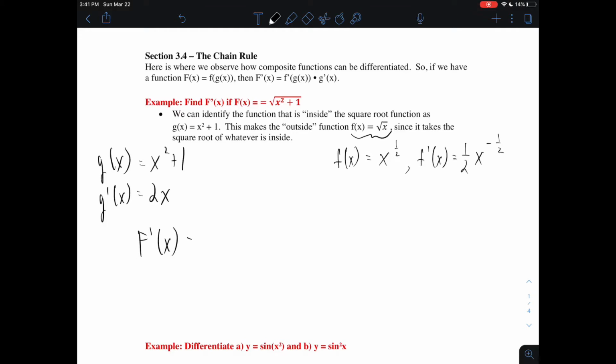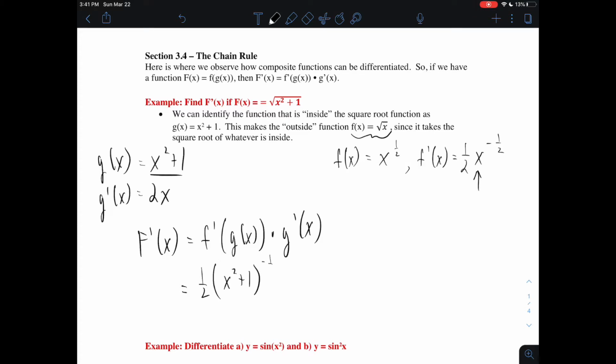So then putting this all together, the derivative of capital F of x is first the derivative of lowercase f evaluated at g of x, and then we multiply that by the derivative of g of x. So this becomes 1/2, and it would be x to the negative 1/2, but we are putting g of x in for x now. So that becomes x squared plus 1 to the negative 1/2. And then we multiply that by g prime of x, which is 2x.